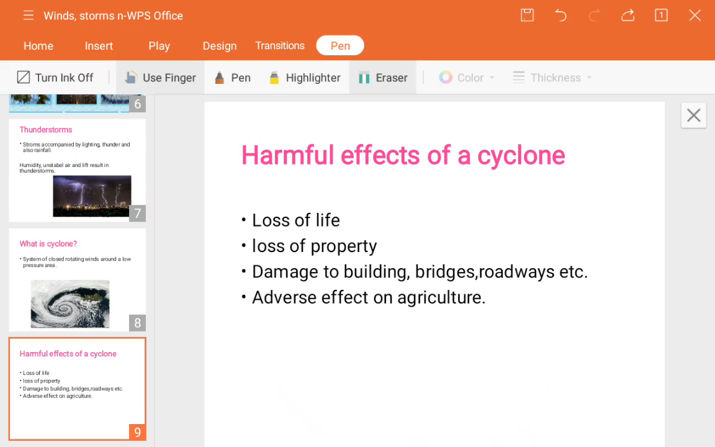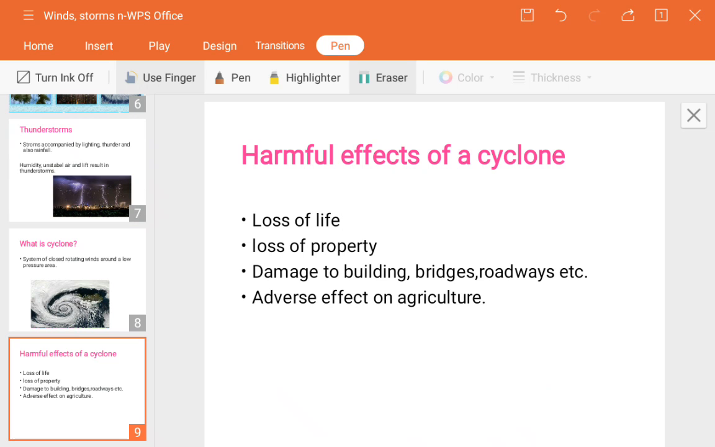Next, loss of property. We know that when a flood happens, a whole village, or maybe a city nearby the coastal area, can vanish; it will be washed away with that water. That's why life and properties, that is residential homes, houses, and buildings, all will get washed out.